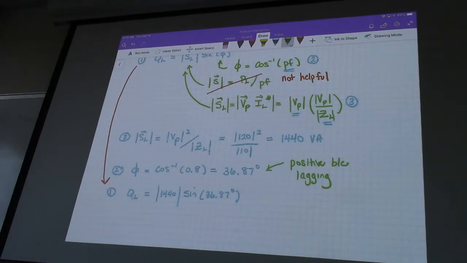All right, I did it a different way before, so I need to use the calculator. I got 864 var. Hopefully that's what we get here. Can someone actually do, this calculator's not very good. Just 1440 sine of 36.87 degrees.